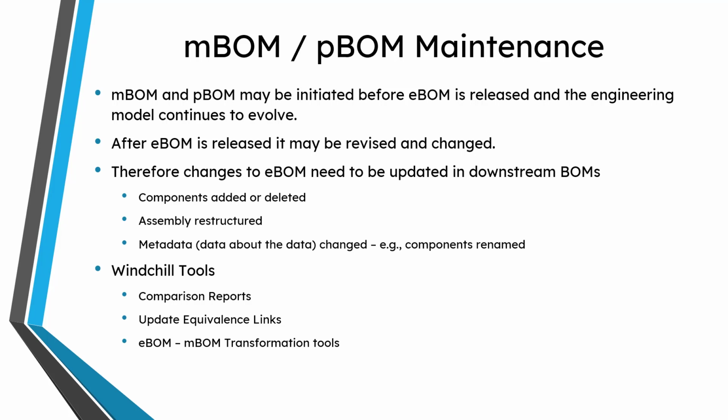Also, you're going to need to do maintenance on your manufacturing and purchasing bills of material, because often what happens is that you create the mBOM and/or the pBOM before the eBOM is released. You want to work on them in parallel. You don't want it to be a serial process because that takes too long. After the eBOM is released, you might end up revising it, changing it. So you want to make sure that you update any changes to the eBOMs to your mBOMs and your pBOMs. And in Windchill, you have tools like doing a comparison report. You could update the equivalence links, and you can use the other different transformation tools that we already mentioned.